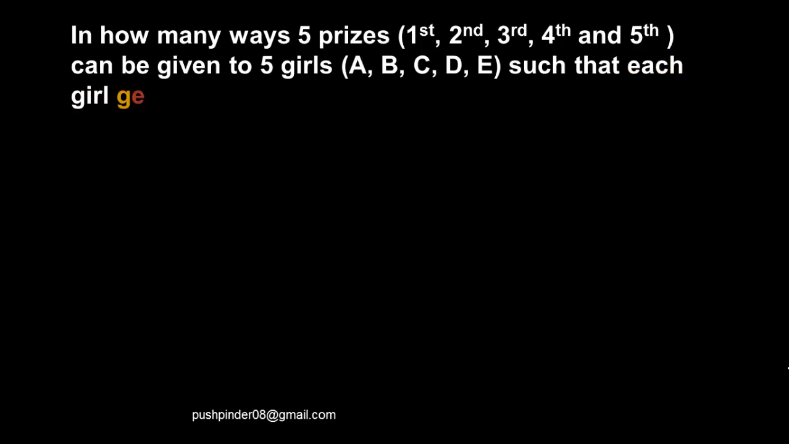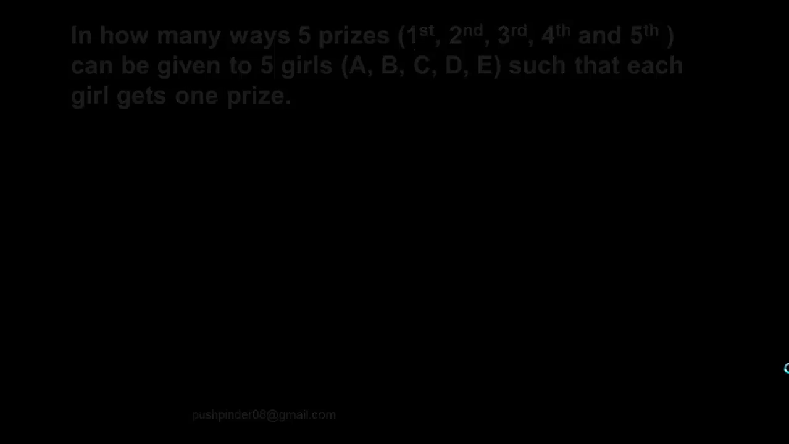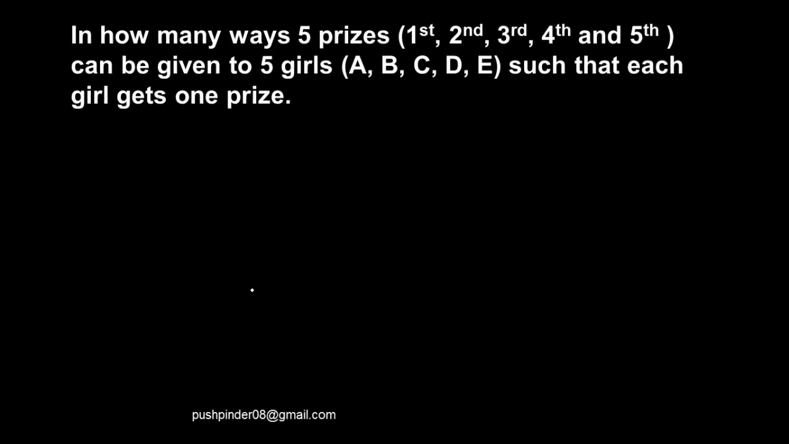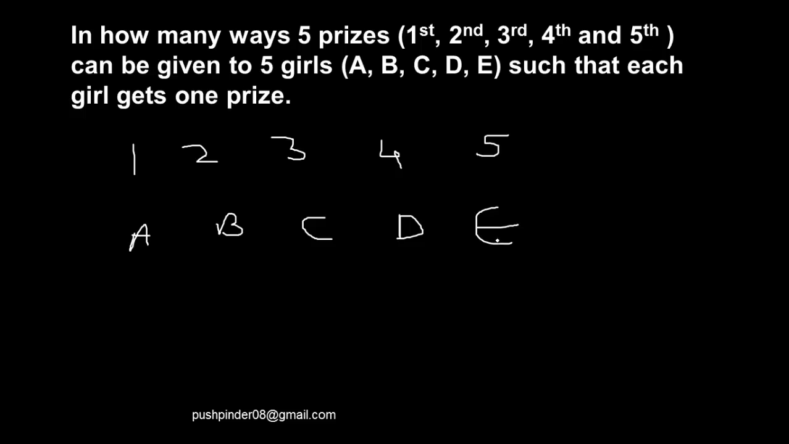In how many ways can 5 prizes be given to 5 girls such that 1 girl gets 1 prize? There are 5 prizes. Let me say the prizes are 1, 2, 3, 4 and 5, and there are 5 girls, A, B, C, D and E. Now we have to distribute the 5 prizes to the 5 girls. Here we are distributing the prizes rather than the girls coming and taking their prizes.